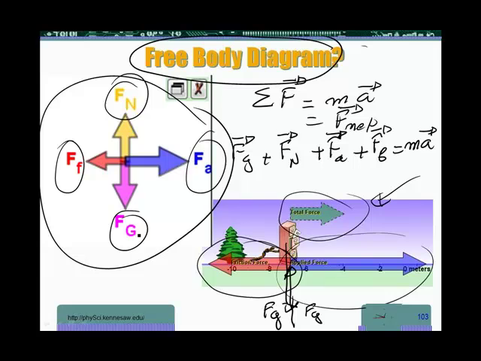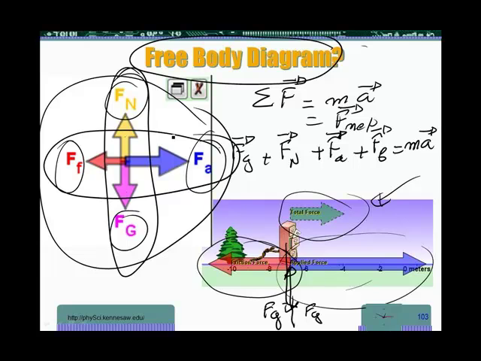Now, F sub n and F sub g, we don't see any acceleration upwards or downwards, so that tells us that these two must be balanced. F sub n and F sub g, in this case, are balanced. And in this diagram, we see them equal to each other. However, if we are noticing an acceleration along the horizontal, that would tell us that Fa and Ff are not balanced. And that's what we see here.